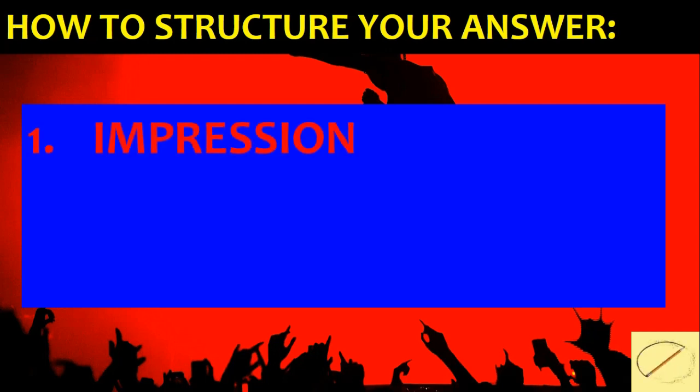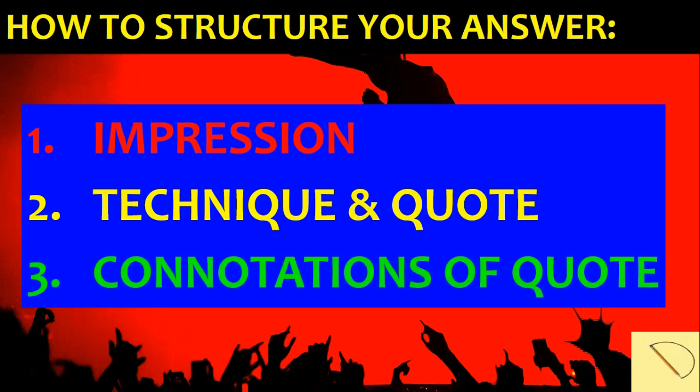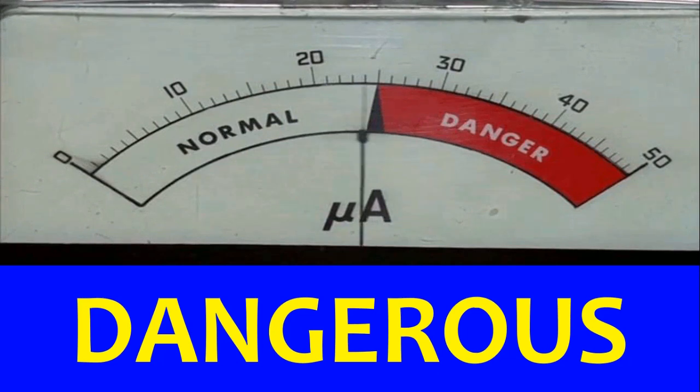So this is how I would structure my answer. I would say my impression, then my technique and quote, and my connotations of the quote. So for example, one impression I get is that it's dangerous, my technique and quote would be the violent verb crush, and my connotations of the quote, well, what does the word crush mean? So this suggests that the mines are a powerful place and they might punish you or even kill you, because I've used the word crush.